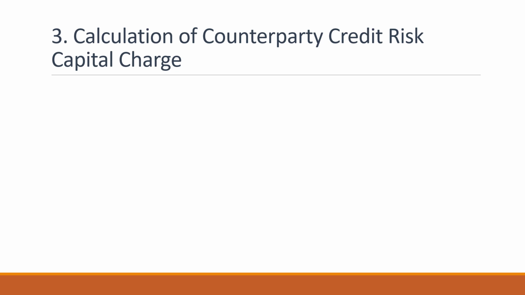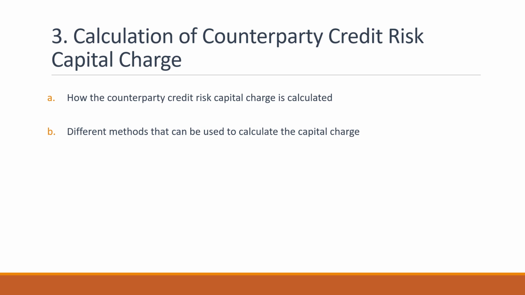Calculation of counterparty credit risk capital charge. The counterparty credit risk capital charge is the amount of capital that a bank must hold to cover counterparty credit risk. There are different methods for calculating this capital charge, including the standardized approach and the internal models approach. The standardized approach is based on predefined risk weights, while the internal models approach allows banks to use their own risk models to calculate the capital charge.